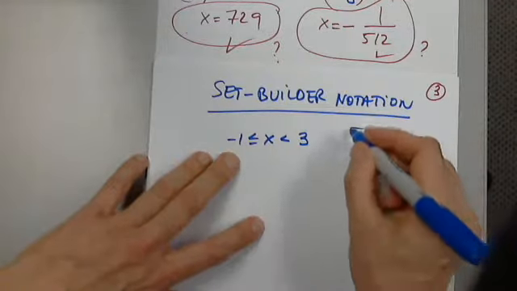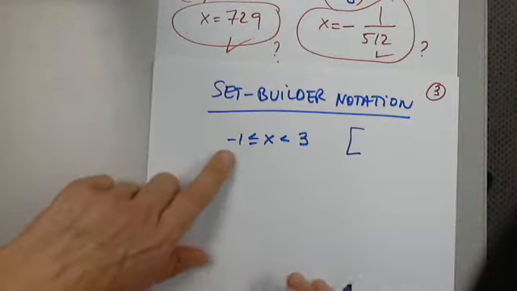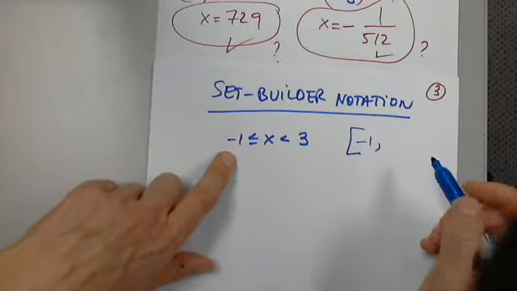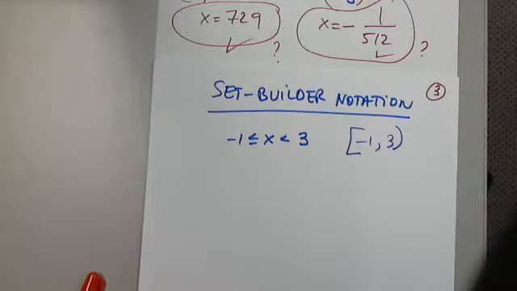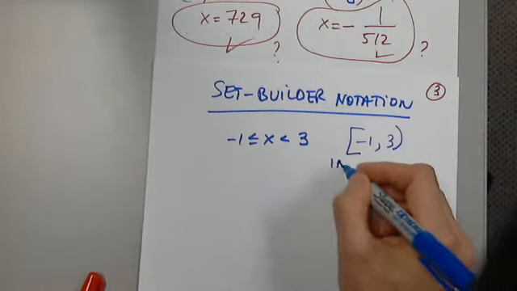Because it's the equal symbol, it's going to be a bracket, -1, comma, with a, very good, perfect. Now this is the interval notation.